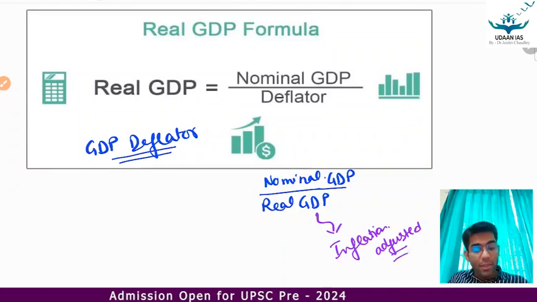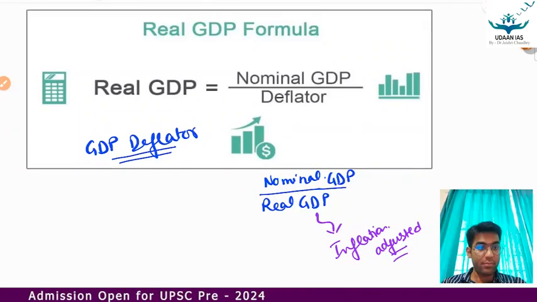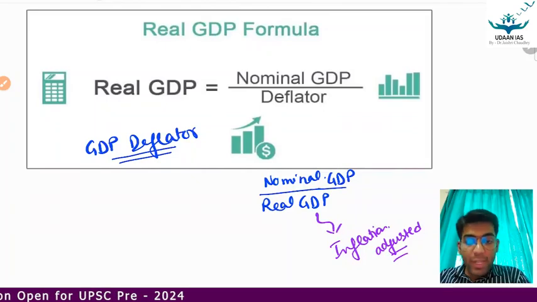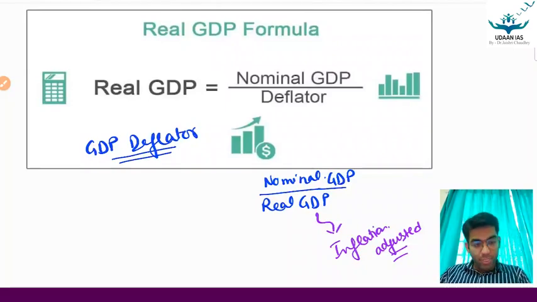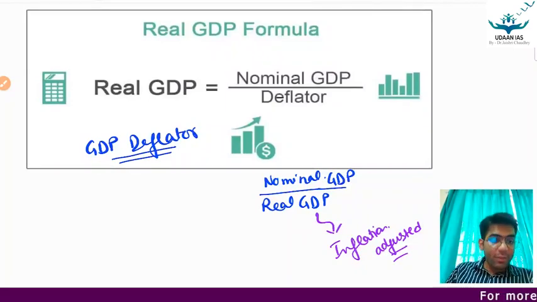ठीक है, real GDP is your inflation. So what I can say is that real GDP is your inflation adjusted and nominal GDP is not inflation adjusted. ठीक है, एक क्वेश्चन देखते हैं regarding your GDP and then you will be able to understand.